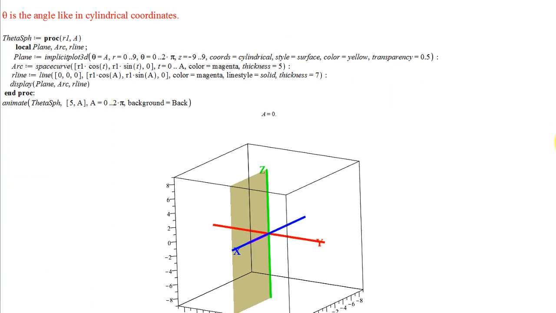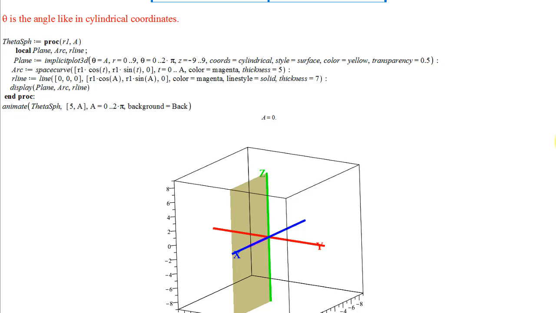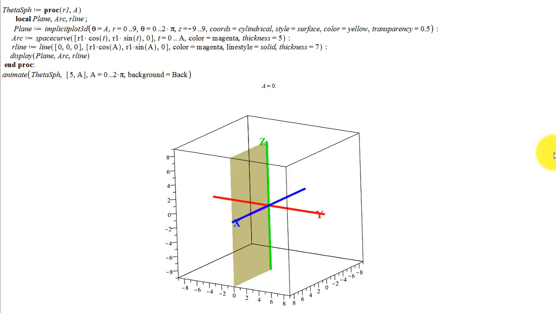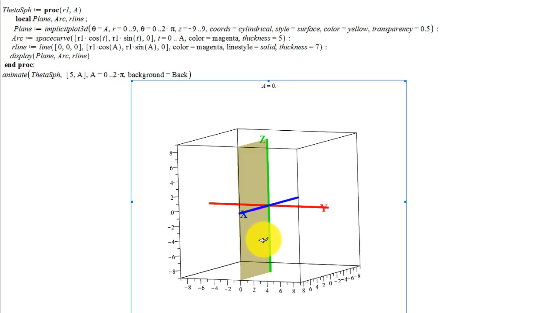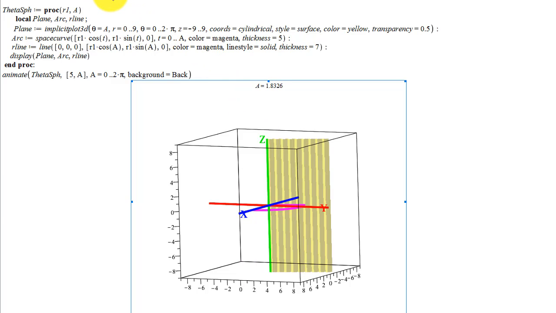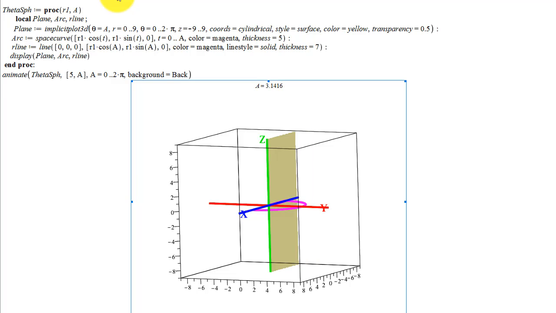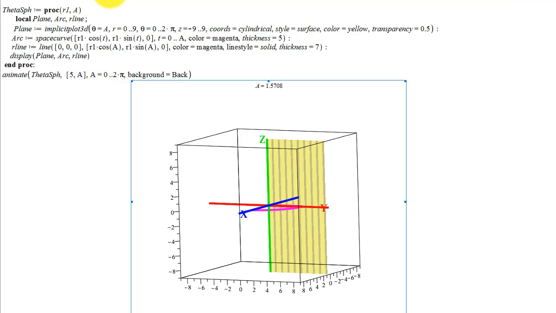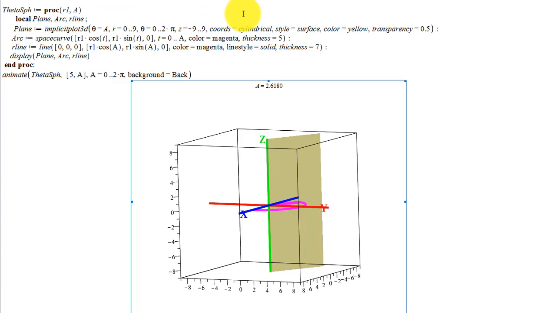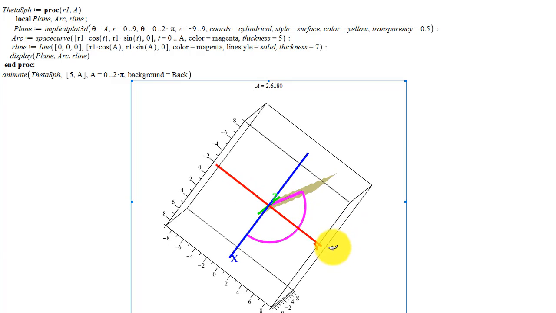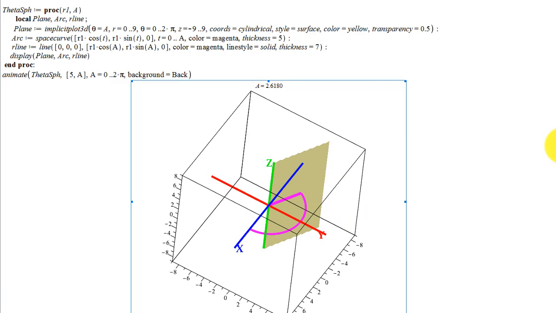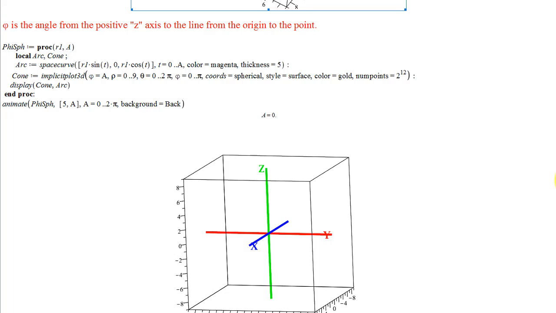The theta is the same thing it was in cylindrical coordinates. The theta is the angle from the positive x-axis to the vertical plane containing the point we're interested in. Exactly like in cylindrical coordinates.